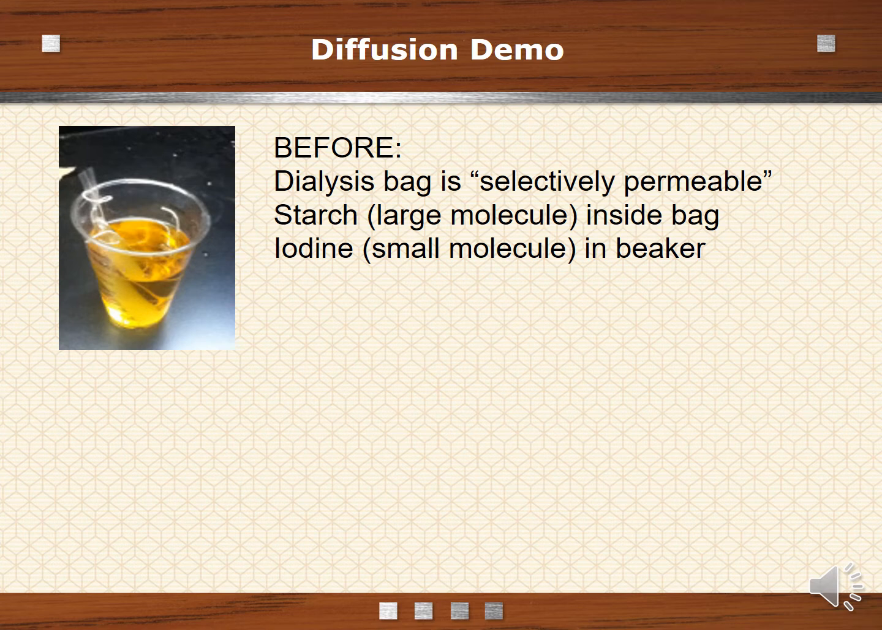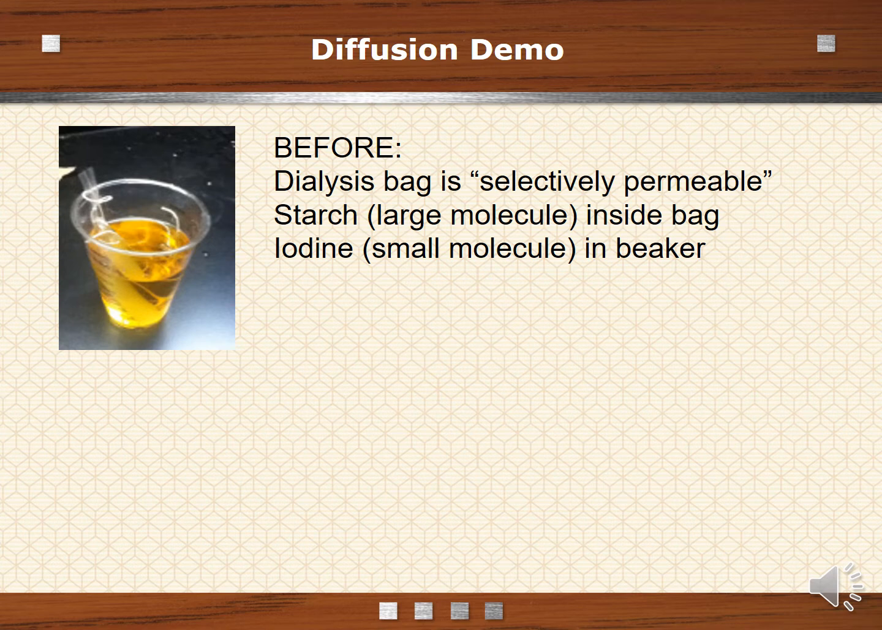Inside the bag we have starch. Starch is a really large molecule. Remember, it is a polysaccharide. It's made up of many sugars. And then in the beaker on the outside we have iodine. It's the yellow stuff that you see in the beaker.